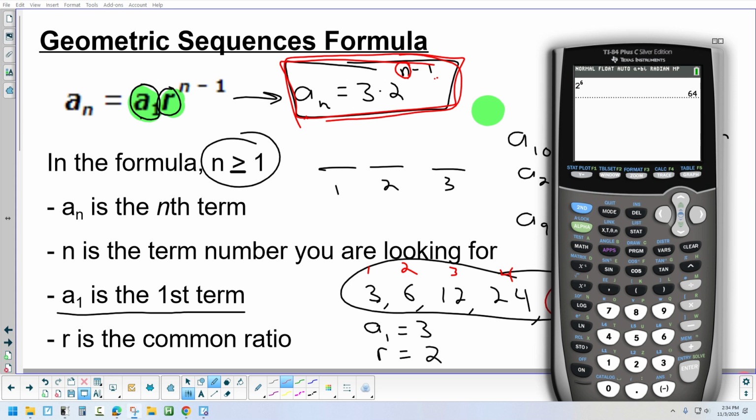Okay, so it might get kind of big, so we'd use our calculator. We plug in 7. 7 minus 1 is 6. 2 to the 6th power gives me 64. And then I have this times 3 in the front. So the seventh term would be 192. So I can just use that formula to figure it out.